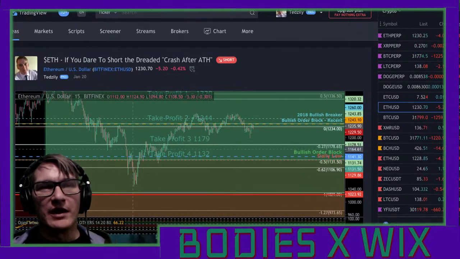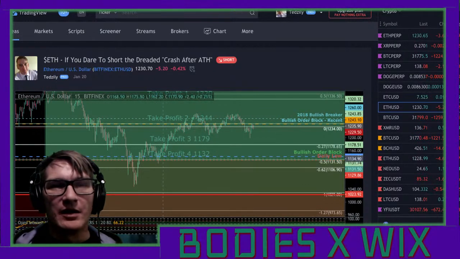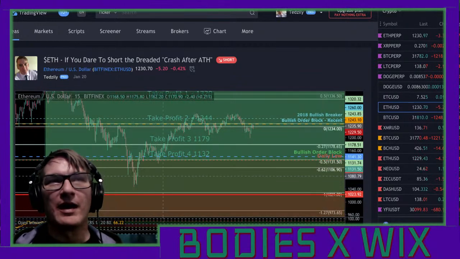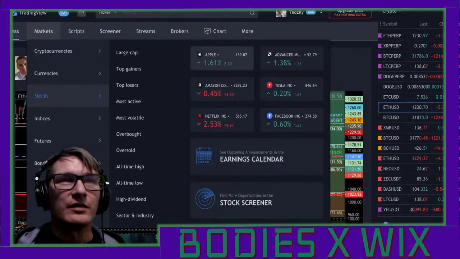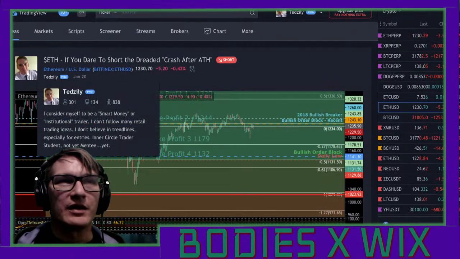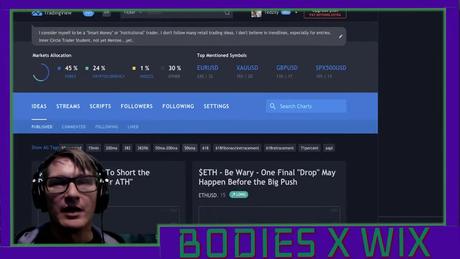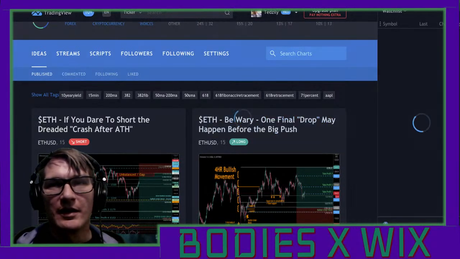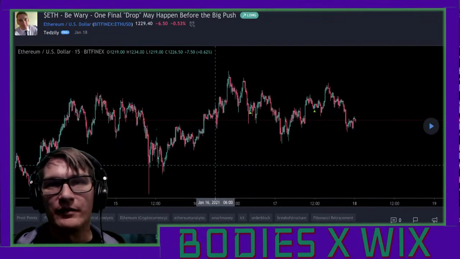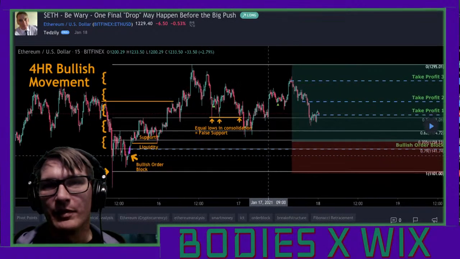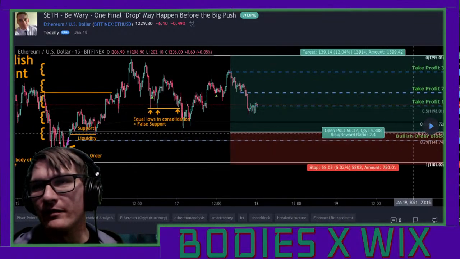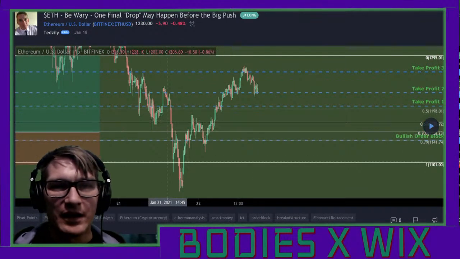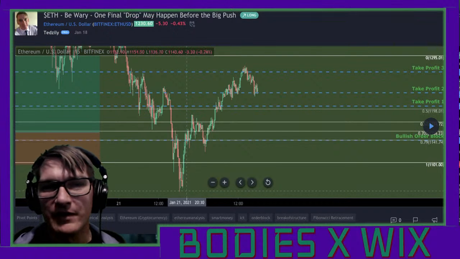But I made money on the way down, so I was still on the upside, but I was still confused as to why it was here that caused it to buy. Because if you go to my home screen on TradingView, my other one is "be wary of one final drop may happen before the big push." And that is where I call for the price to get to about 1150. And as you can see, it drops below that and down into about 1050 instead.